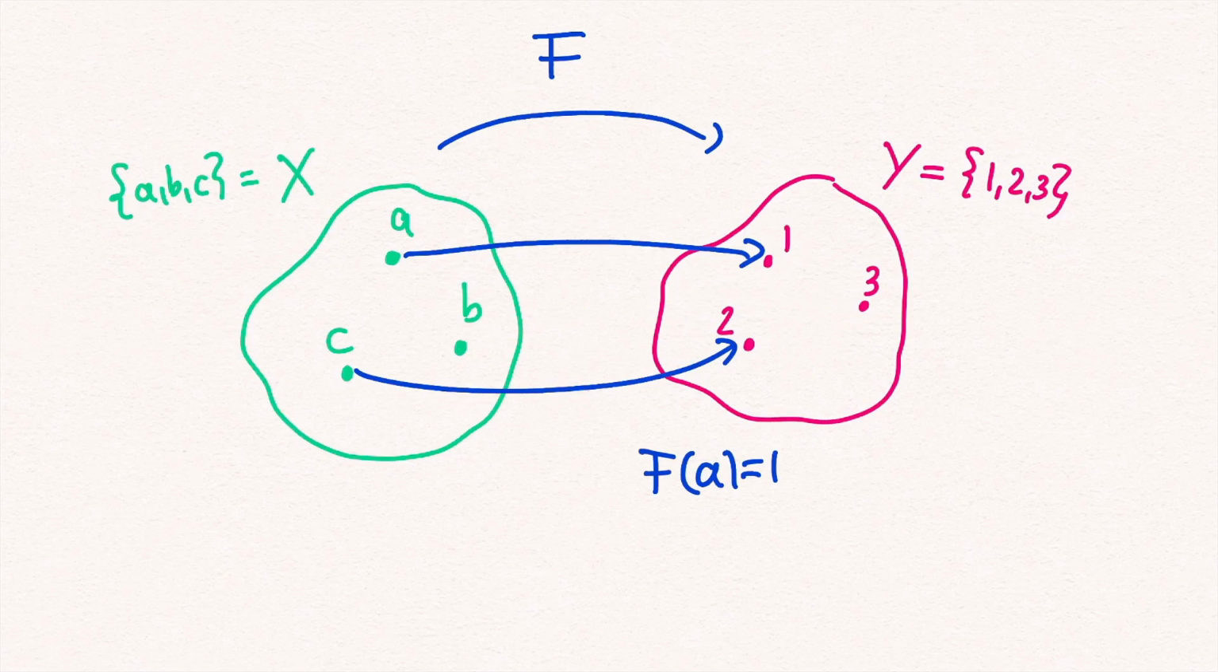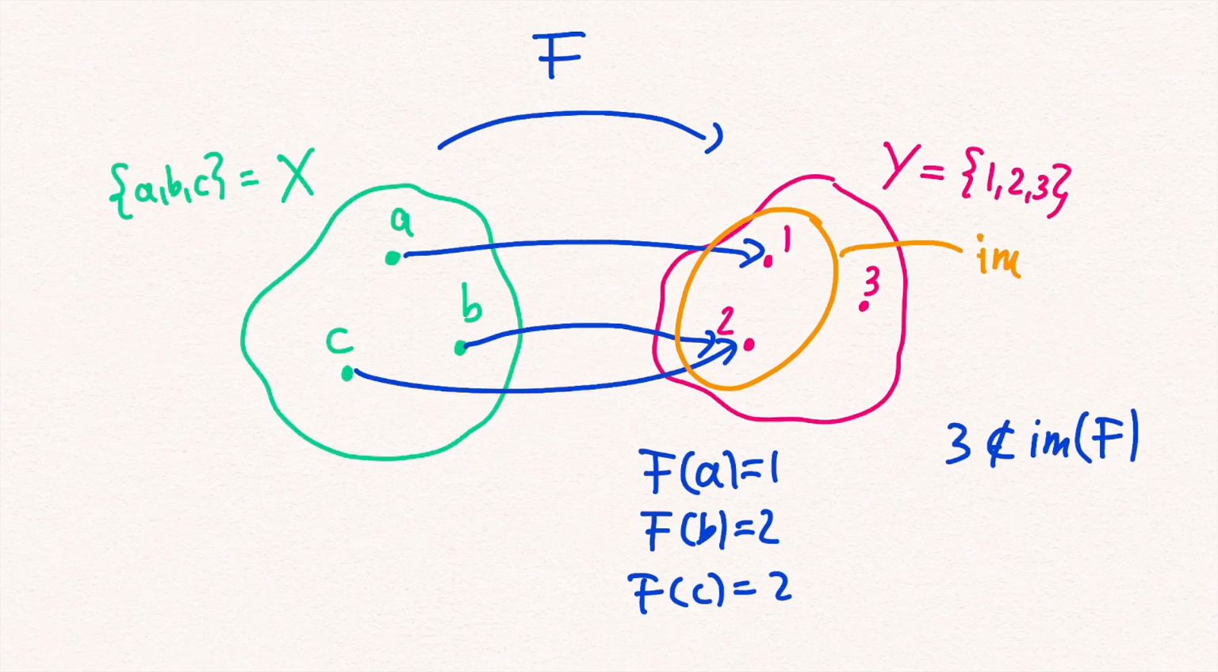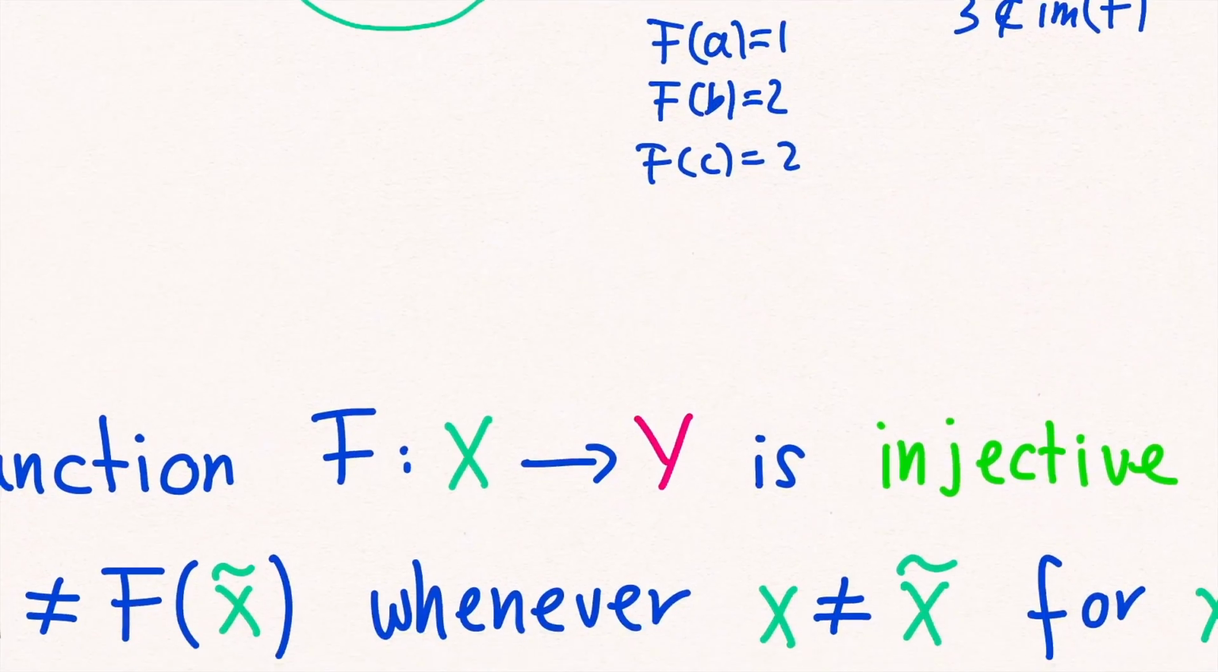But if, for example, b also gets sent to 2, so this map now satisfies f of a equals 1, f of b equals 2, and f of c equals 2, then this is not surjective, because in this case 3 is not in the image of f. So the image of f is exactly these two, which is just the set {1, 2}. Okay, so this is surjective, and now injective.